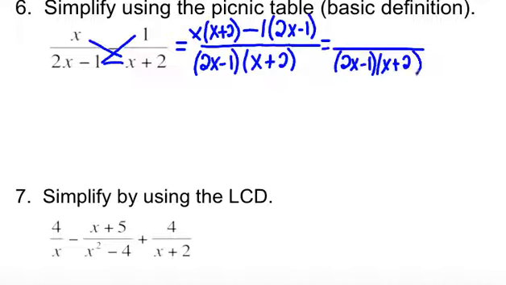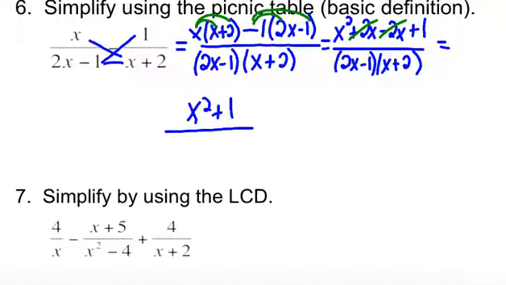but the numerator, we need to clean this up. So we're going to distribute this -1, and then we'll combine our like terms. So we get x squared plus 2x minus 2x plus 1. And when we combine our like terms, notice in the numerator 2x and -2x are going to cancel. So we end up with x squared plus 1 over 2x minus 1, x plus 2.